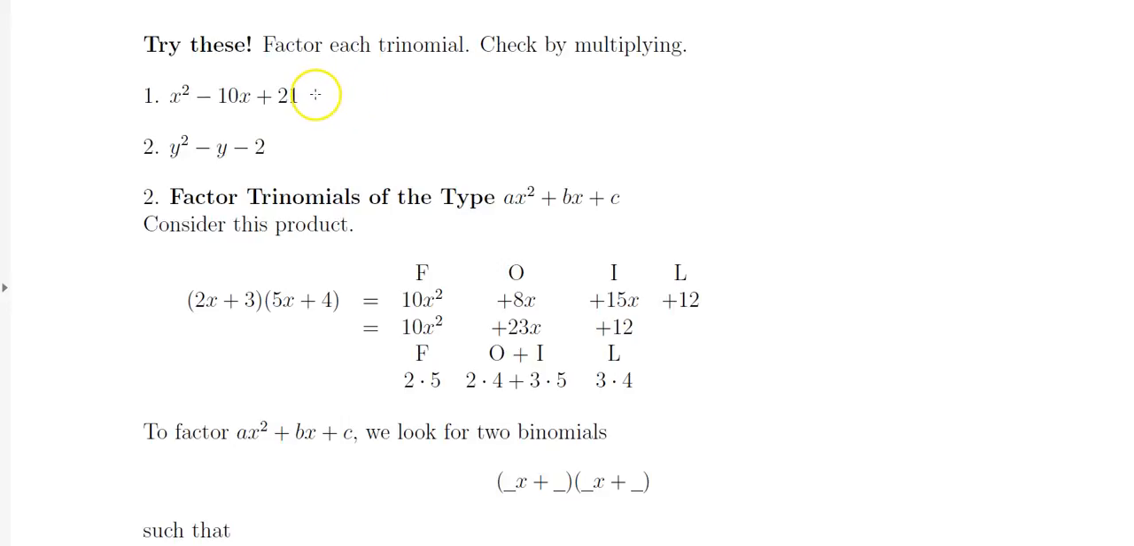Welcome back. In this first problem, I'm looking at x squared minus 10x plus 21, and I want factors of 21 that add up to negative 10. I'm thinking negative 3 times negative 7 is positive 21, and negative 3 plus negative 7 is negative 10. So we can take x minus 3 times x minus 7.